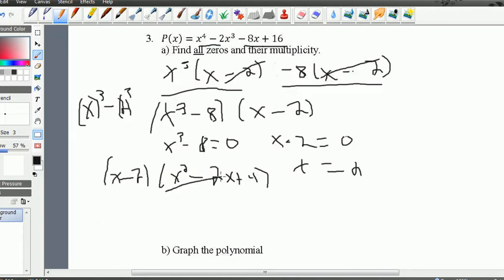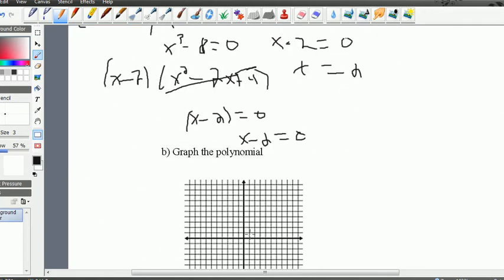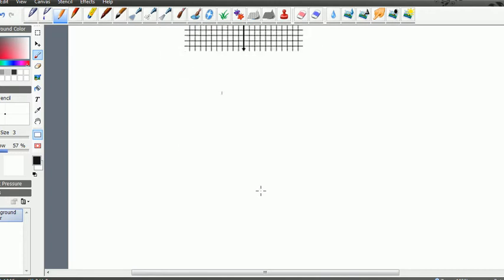This piece will never give you a 0. So my zeros got to be x minus 2, and it's a double root. Set that equal to 0. x minus 2 equals 0. That's a double root. This would have been nasty to graph. That's why I told you don't worry about graphing it. So you shouldn't have to graph it.